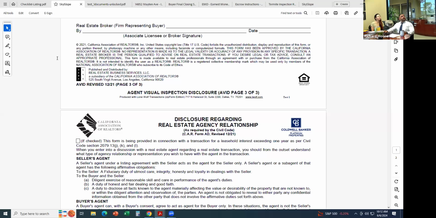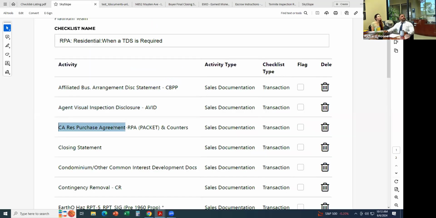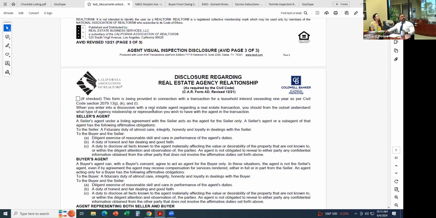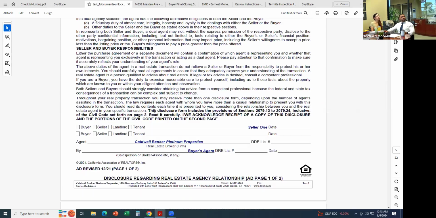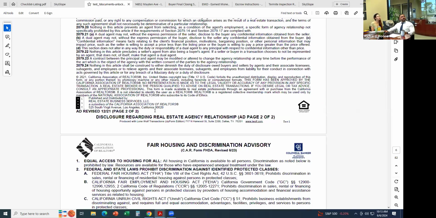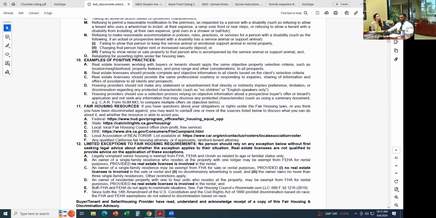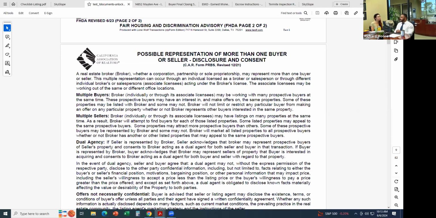All right, so the next form is the purchase agreement packet, the RPA. You guys are familiar with the RPA. We had the RPA class a few weeks ago. The RPA packet includes a bunch of different forms, including the agency disclosure and fair housing discrimination advisory. And who provides this? The buy side provides this. So I don't know how you're gonna mark it on your form here, but the buyer's agent is going to provide this. Buyer's agent, yes.